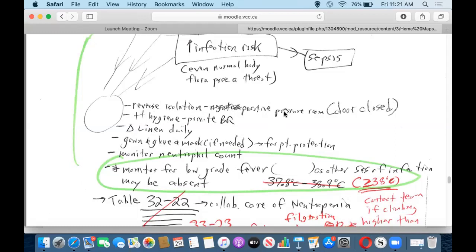A positive pressure room is a room that pushes air outside the room. So for example, if someone coughs outside the room, that sputum debris is pushed out and not sucked in or allowed to enter. The door should be closed though.